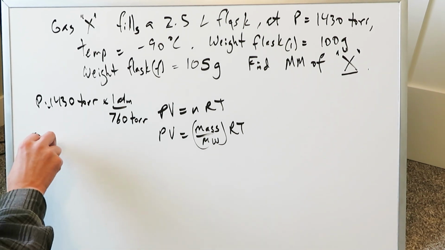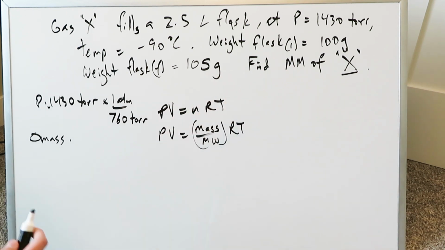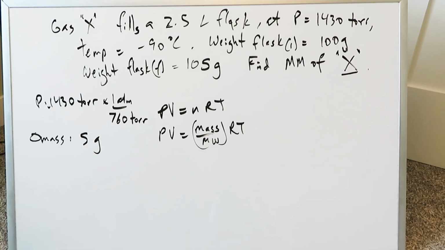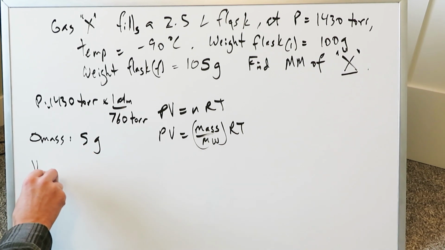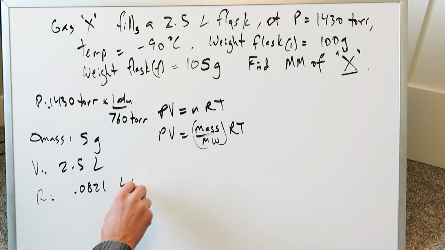What about our change in mass? The flask was 105 grams after the gas was pumped in, but the weight of the flask is 100, so the difference is just 5 grams. That's the mass we've determined. The volume is 2.5 liters, which is in the correct units. We know our R value, the gas constant, is 0.0821 liters atmospheres over moles Kelvin. That's not too hard.